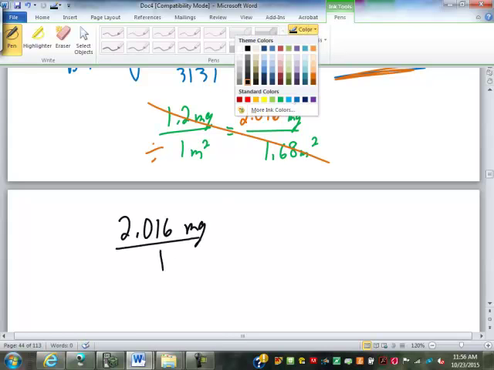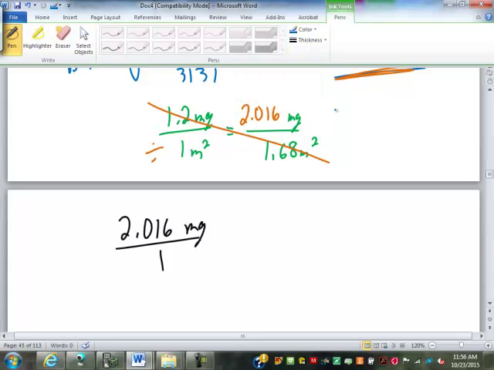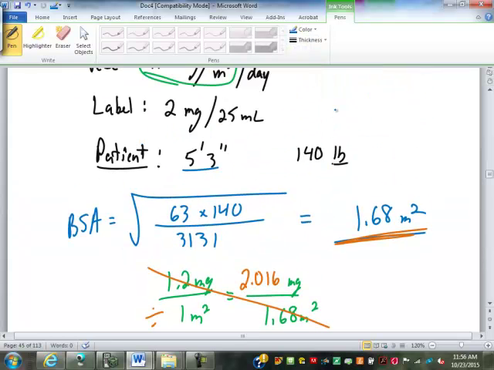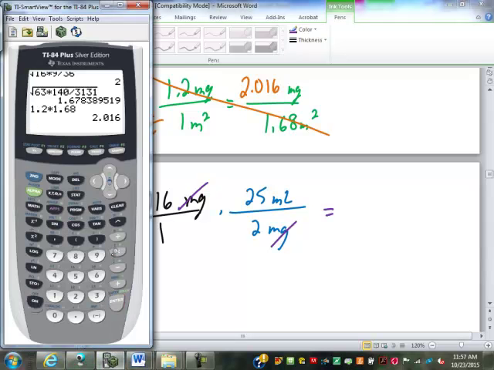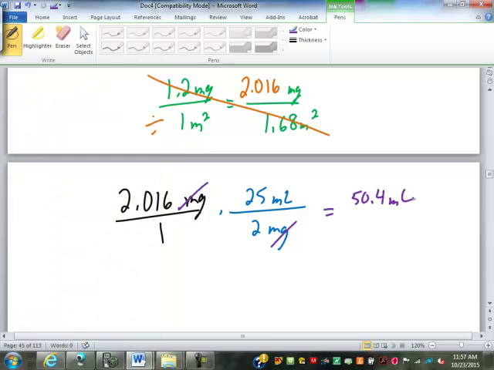Okay. But our next step is, how much are we going to give to this patient? Well, we have to put that into milliliters. 2 milligrams for 25 milliliters. So we're in milligrams. Our 2 milligrams will go on bottom, 25 milliliters on top. So now, milligrams cancel. We take our 2.016 times 25, gives us 50.4 milliliters, over 1 times 2 is 2. That divides out to give us 25.2 milliliters per day.